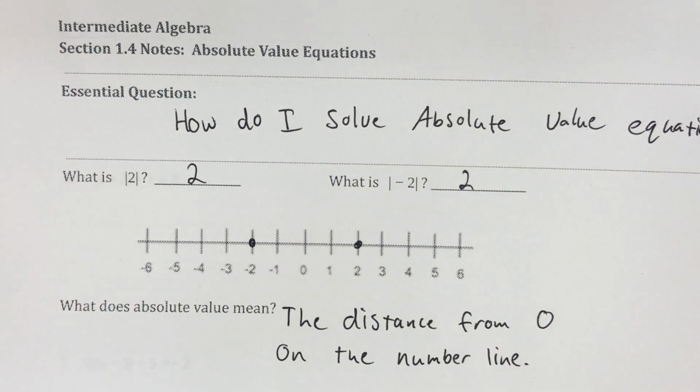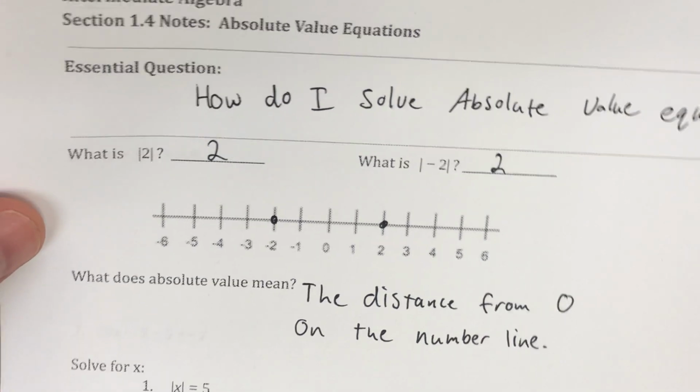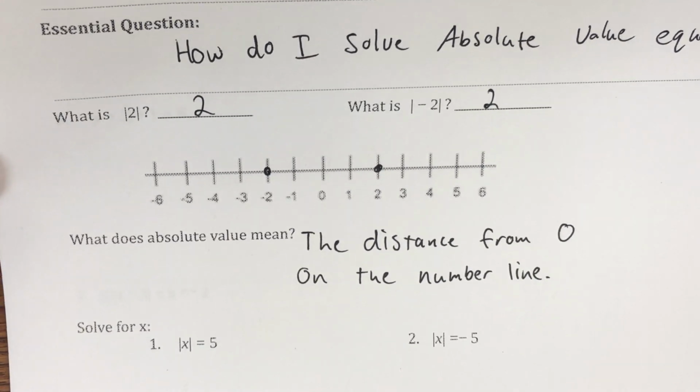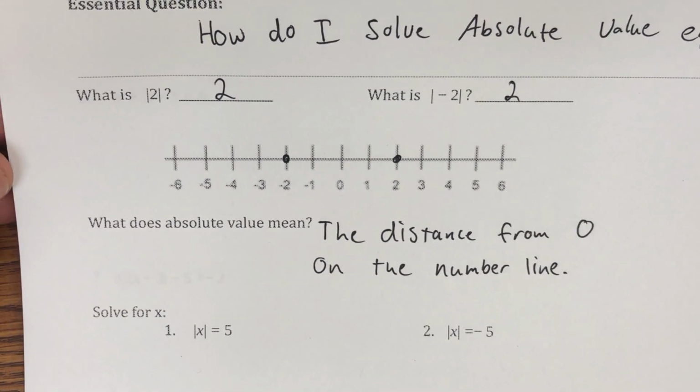Keep in mind, distance in math is always positive. If I walk backwards 10 feet, I still walked 10 feet. If I walk forwards 10 feet, I still walk 10 feet. So when we solve an absolute value equation, there's going to be, at times, more than one solution.